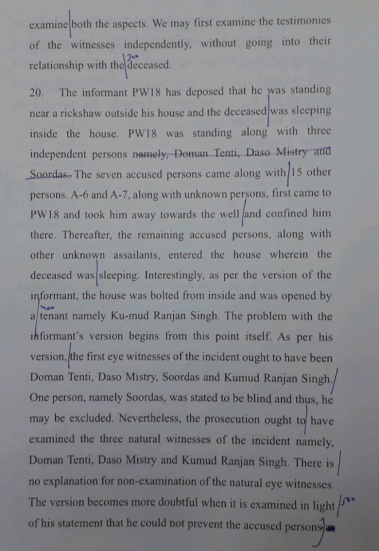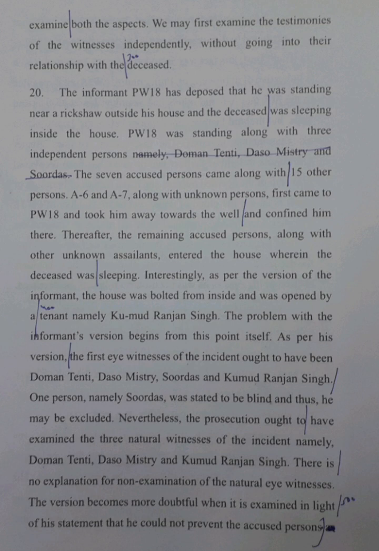Interestingly, as per the version of the informant, the house was bolted from inside and was opened by a tenant, namely Kumud Ranjan Singh. The problem with the informant's version begins from this point itself. As per his version, the first eyewitnesses of the incident ought to have been Doman Tenti, Daso Mistry, Surdas and Kumud Ranjan Singh. One person, namely Surdas, was stated to be blind and thus he may be excluded.